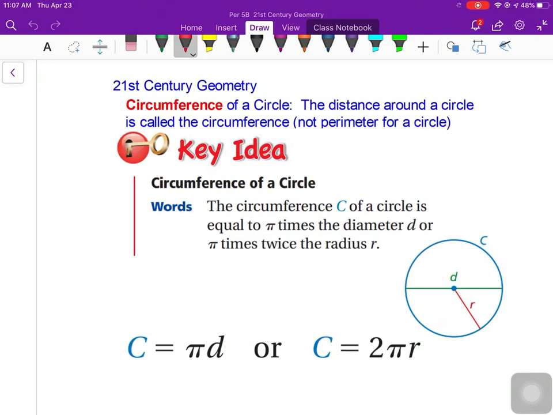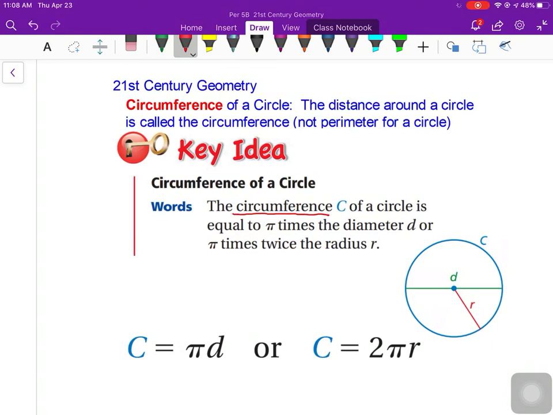It's what we call perimeter in all other shapes. And arc length is just a piece of that. And then we'll also be talking about areas of sectors. And to do that, we'll talk about the area of a circle. And then a sector is just a piece of a circle. Okay, so let's begin with circumference.